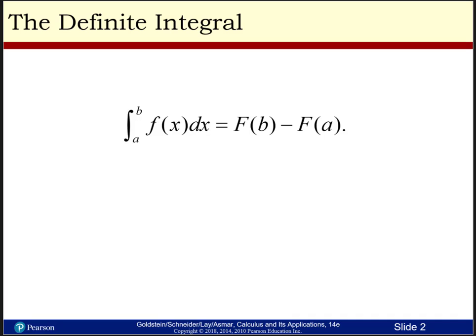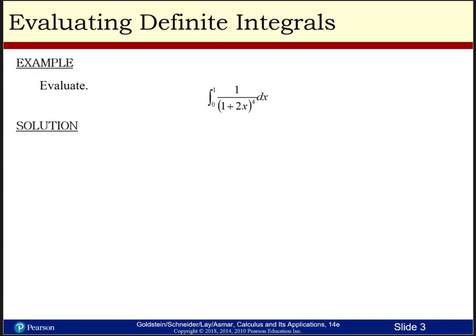The definite integral is the integral from a to b of f of x dx, and we've been doing these. We just compute the antiderivative and evaluate it at b and subtract off the antiderivative evaluated at a, where that antiderivative F prime of x equals f of x. So let's look at evaluating these definite integrals.